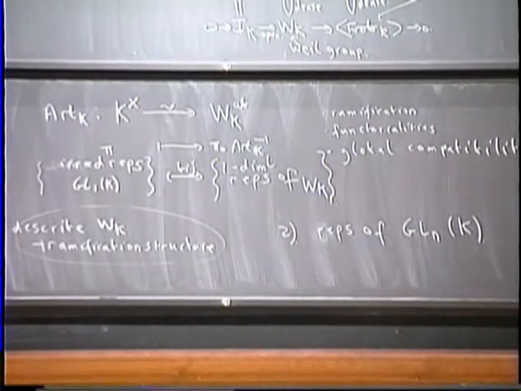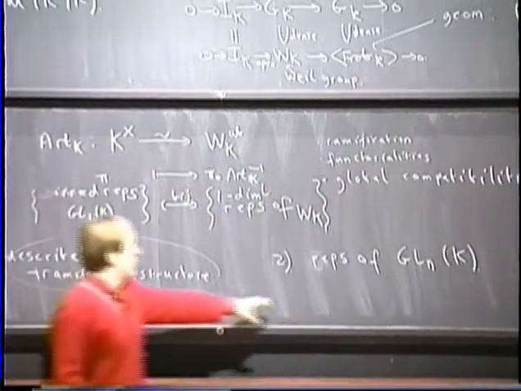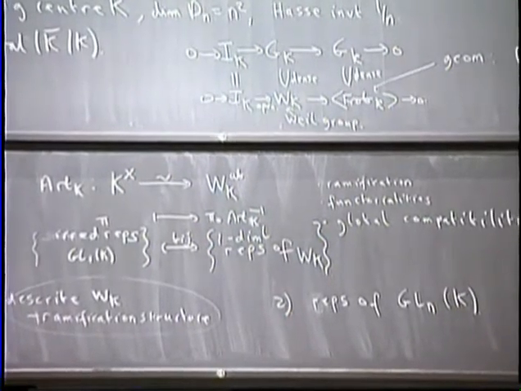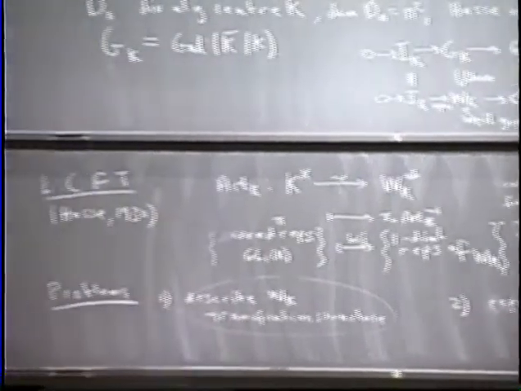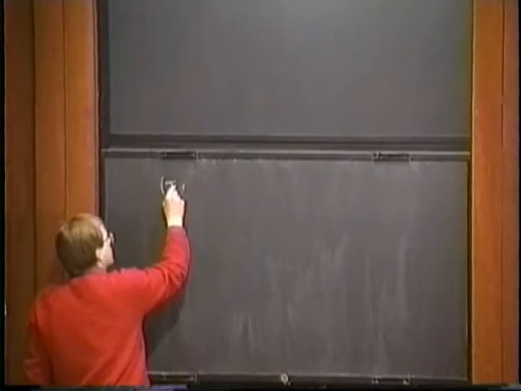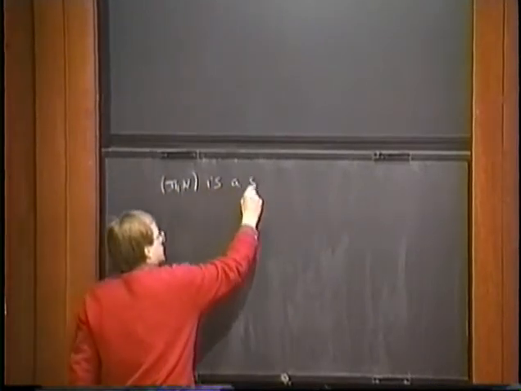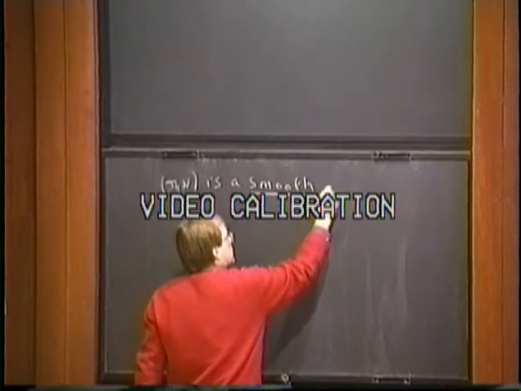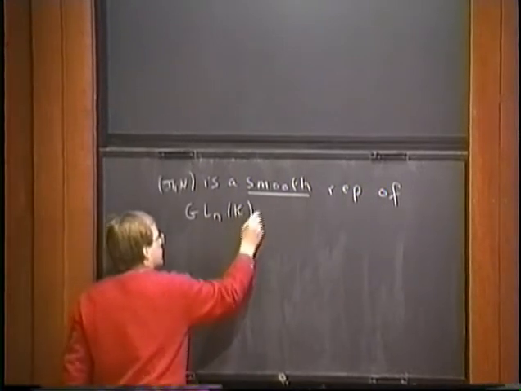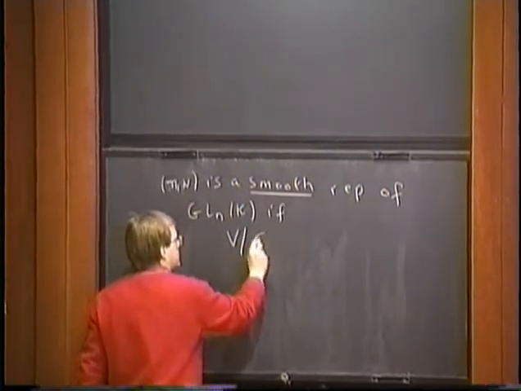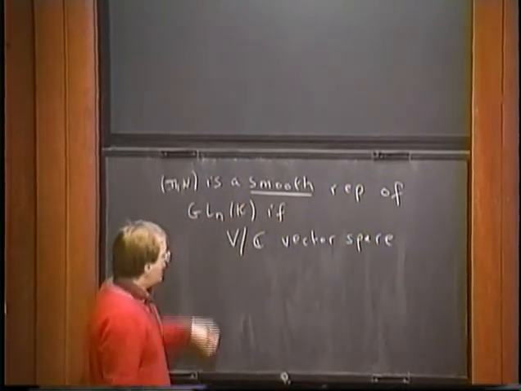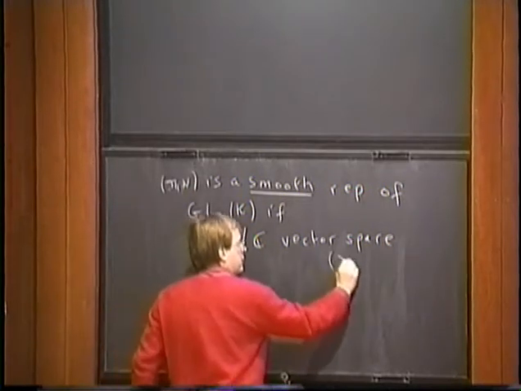Okay, so I want to try to describe the representations of GLN of one of these p-adic fields. I should first of all tell you which representations I'm going to look at. So we're going to look at smooth representations. So (π, V) is a smooth representation of this group if, well, first of all, V is some vector space, say over the complex numbers, and this will usually be infinite dimensional.